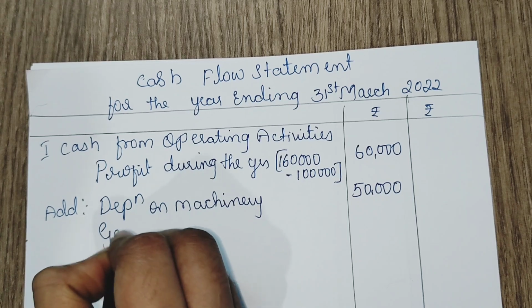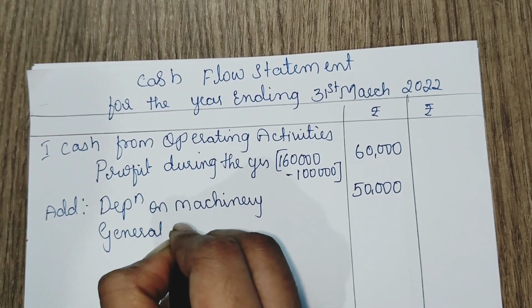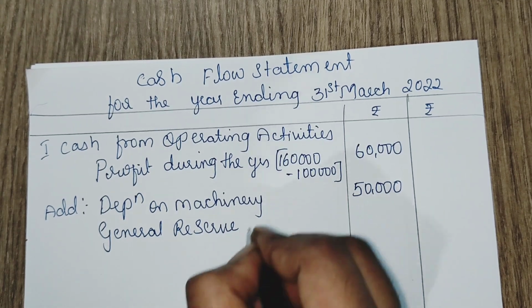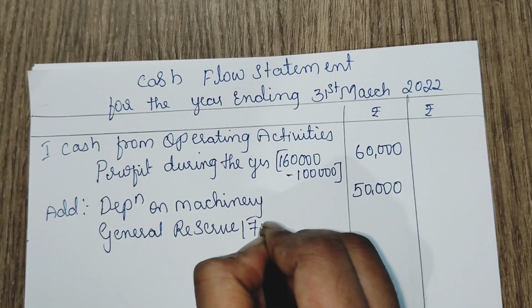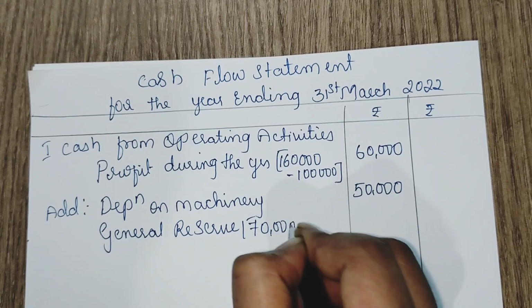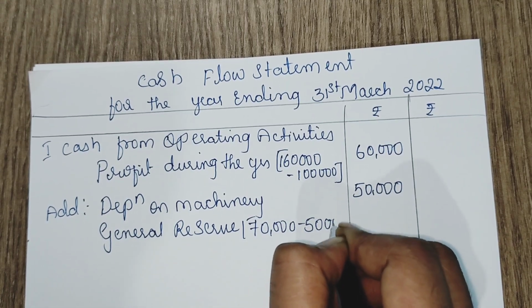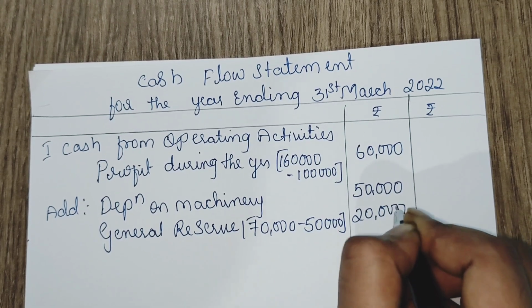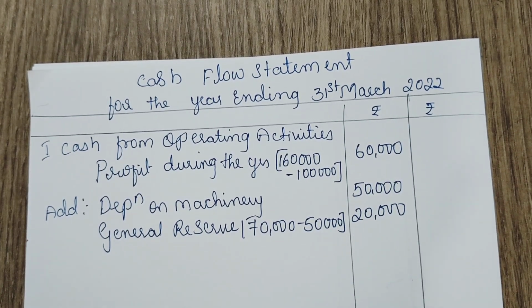General reserve is 70,000, 50,000. What is the difference? 20,000. This is general reserve.